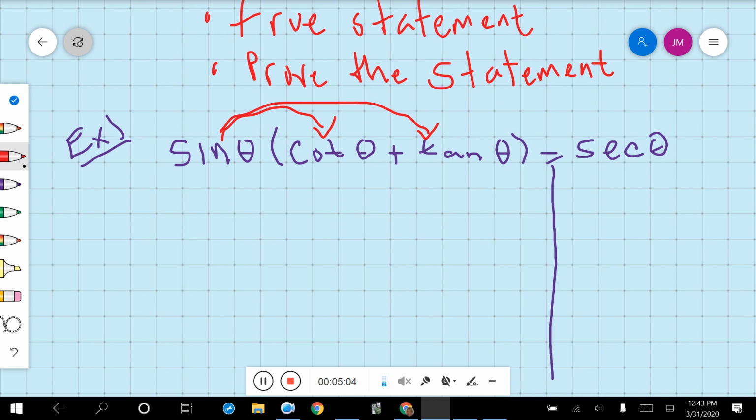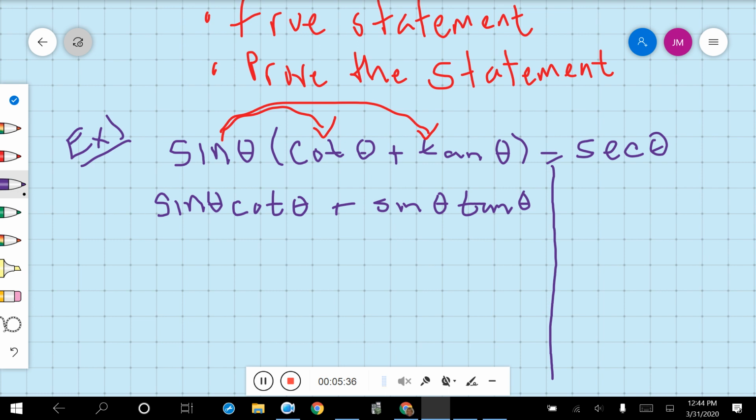So I'm going to go ahead and do that. What I would end up with is the sine of theta times the cotangent of theta plus the sine of theta times the tangent of theta. Now that you've done that, you may say there's really nothing else algebraically I can do. If that's the case, and you can't figure out anything else to do, you can always replace everything in terms of sine and cosine.